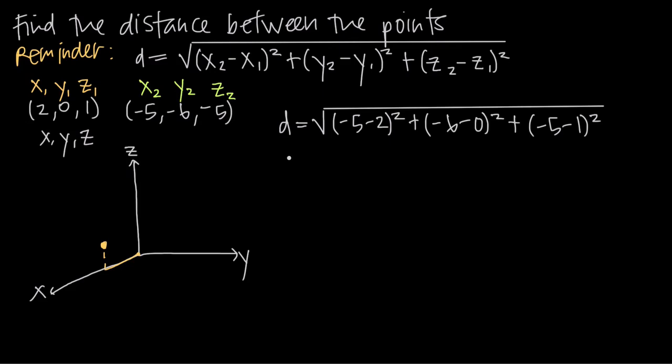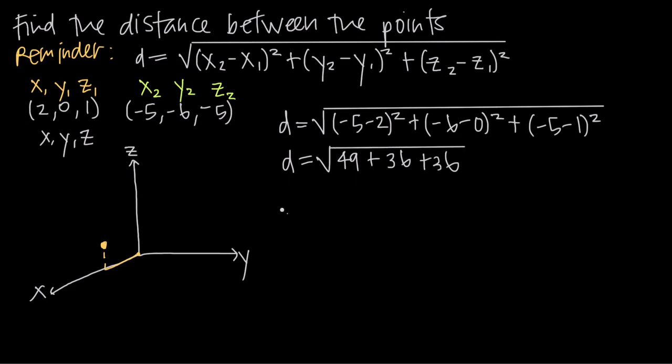So then when we simplify here, we're going to get distance is equal to the square root of -5 minus 2, which is going to be -7, and -7 squared is going to be 49. Here we're going to have then -6 minus 0, which is -6, and -6 squared is going to give us a positive 36. And then here, -5 minus 1 gives us -6. Squaring it gives us a positive 36 again. So that's how we're going to simplify underneath the square root.